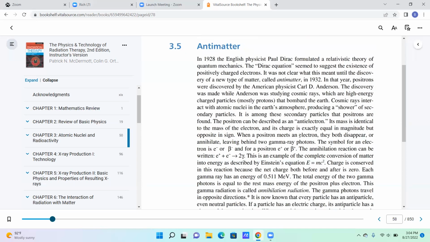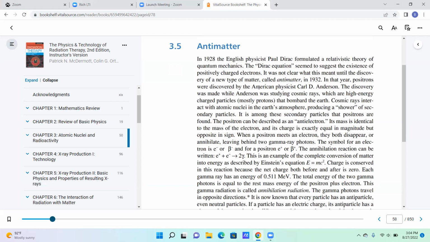Okay, so now discussing antimatter. In 1928, you had an English physicist, Paul Dirac, who formulated a relativistic theory of quantum mechanics. The Dirac equation seems to suggest the evidence of positively charged electrons. At that point, it was pretty radical to suggest such a thing. So it wasn't clear what this meant until the discovery of a new type of matter called antimatter in 1932.